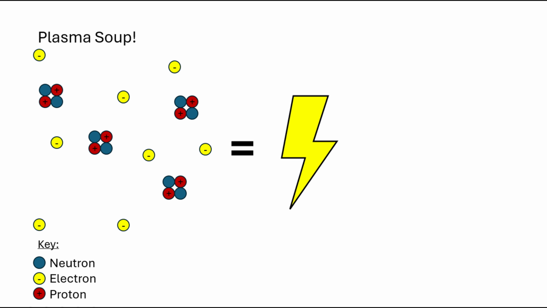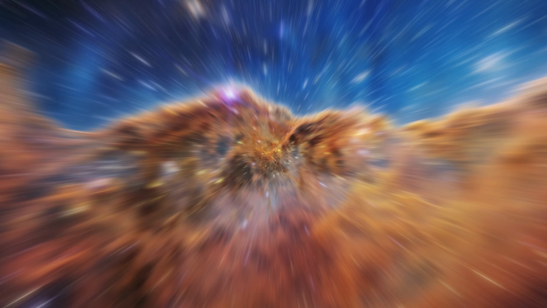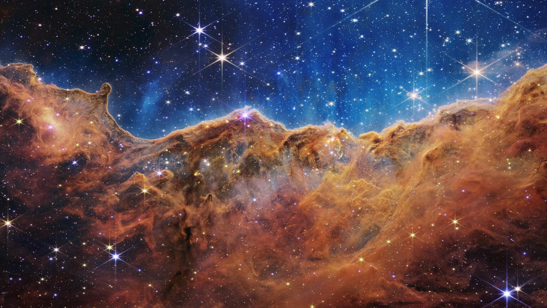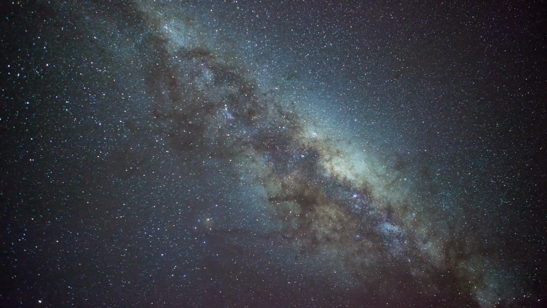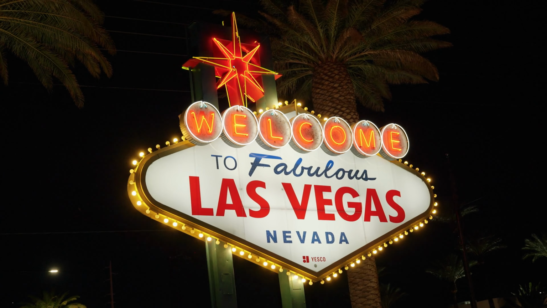Because these particles have an electric charge, plasma can conduct electricity, kind of like wires in your phone or computer. Plasma is the most common form of matter in the universe. Stars, lightning, even neon signs are all made from plasma.